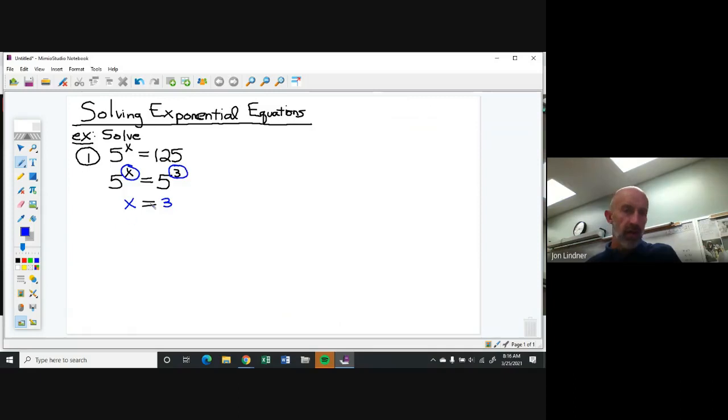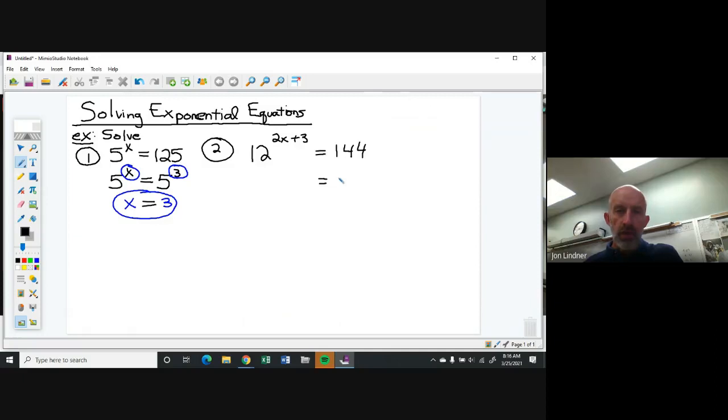and solve it. And in this case, it's already solved. X equals 3. That one's really easy. Let's do another one. Let's say that I had 12 to the 2x plus 3 power equal to 144.